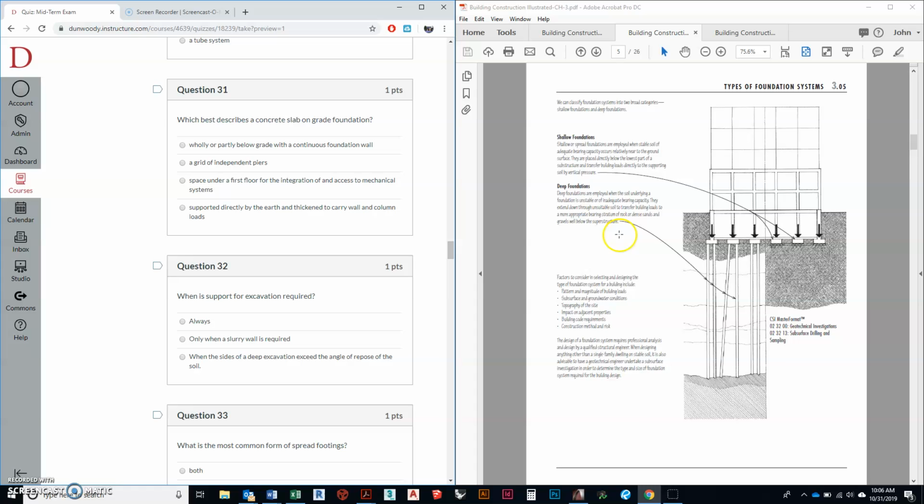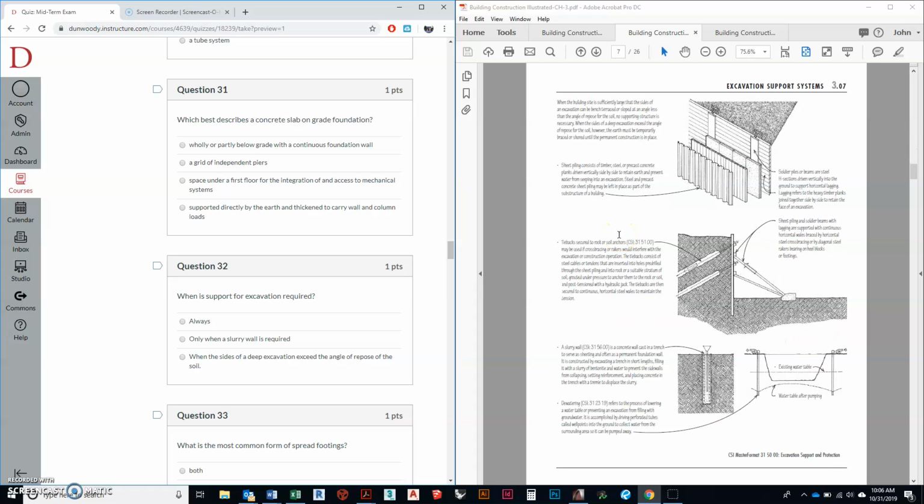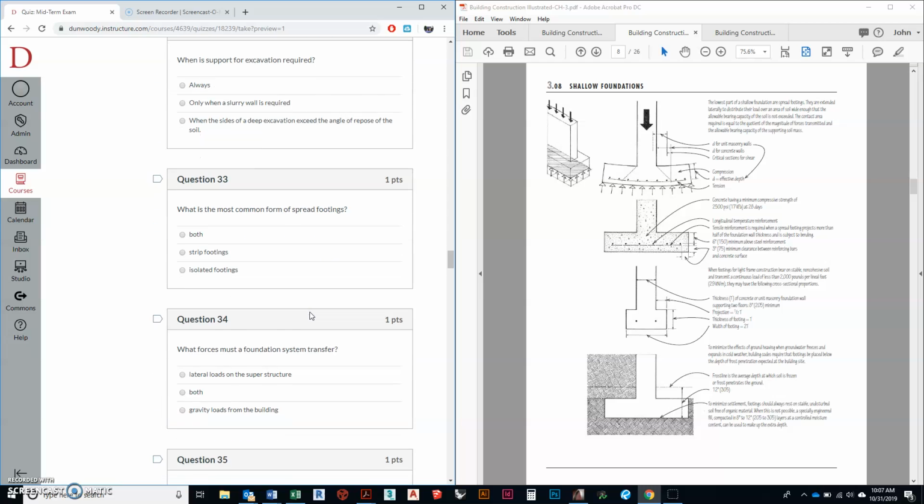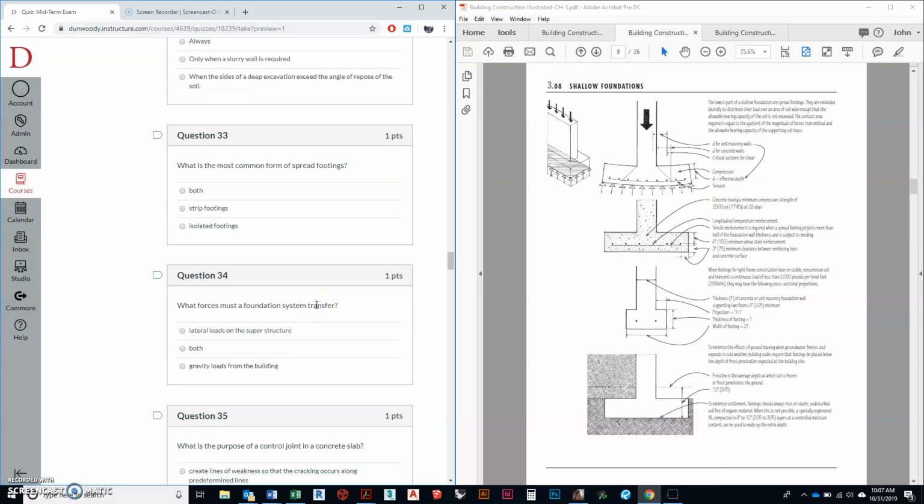The angle of repose is what you get when you just dig a hole in the soil, and it creates that kind of angular inward slope that happens when soil settles on itself. So that's 32. 33, what is the most common form of spread footing?